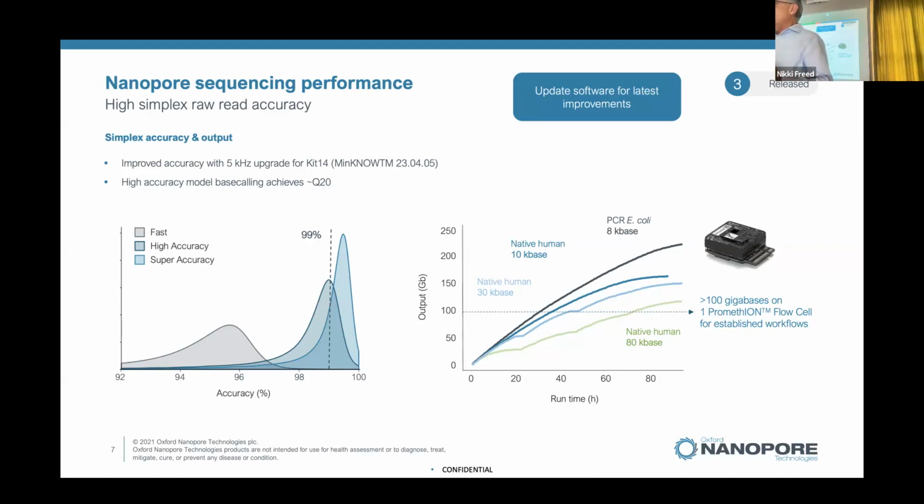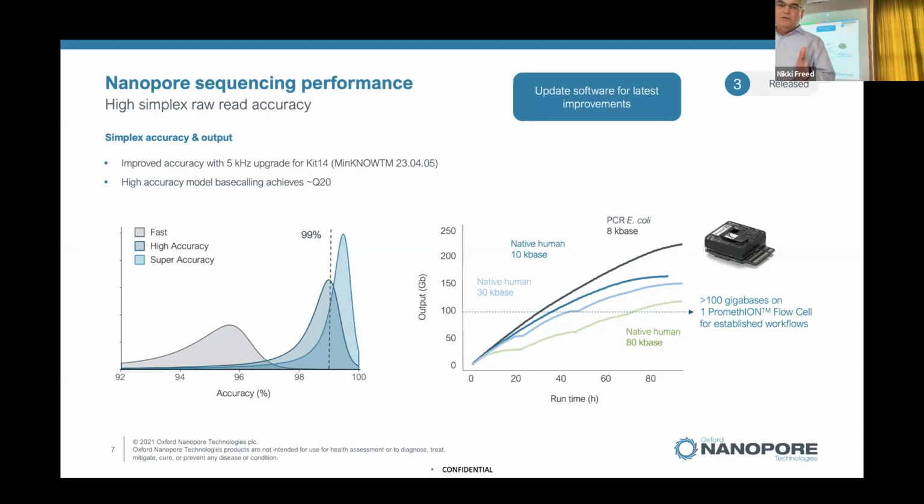But then we've got a high accuracy base caller, which is being tweaked and improved. And it's now generating over Q20, so we call it Q20 plus. And that's a little bit more GPU intensive, but not too bad. Then super accuracy is the best in class for us, but those algorithms are really complex and they require serious GPU grunt. So there's a cost of using that IT infrastructure.